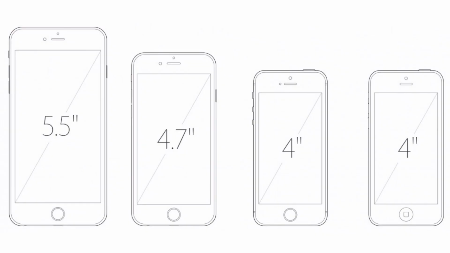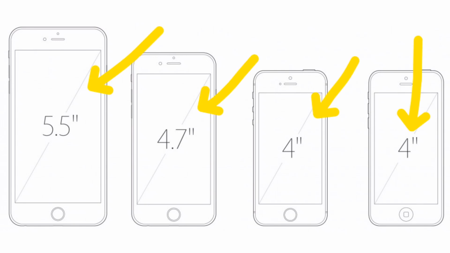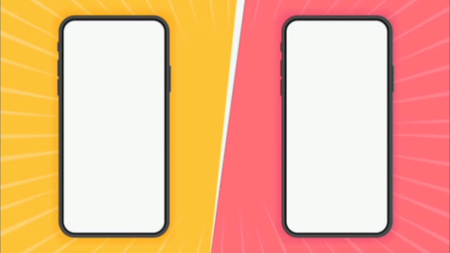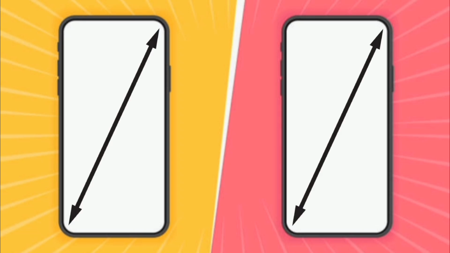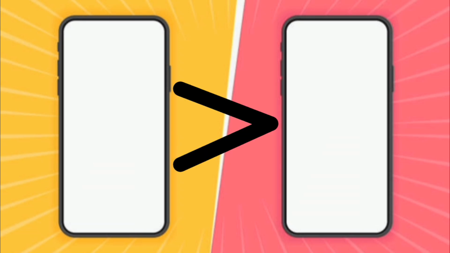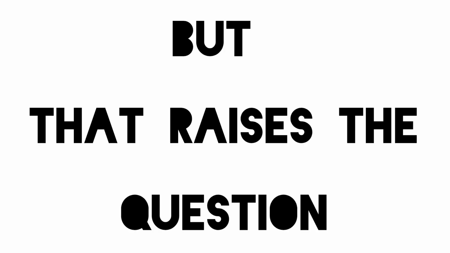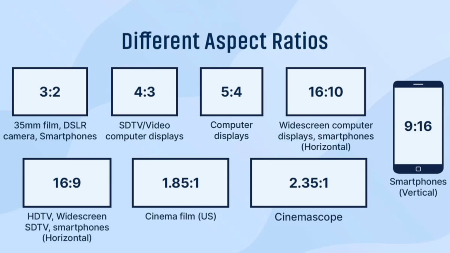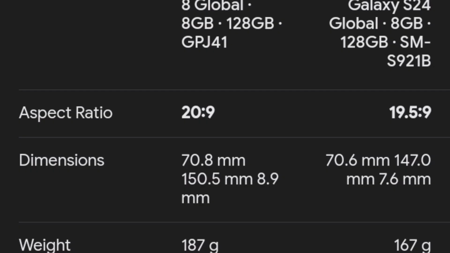Why? Well, these screens are all measured diagonally, with no reference to the vertical and horizontal measures. That's why two phones can have the same screen size, while one screen is literally bigger than the other in terms of area. But that raises the question: if two phones have the same screen size, how does one know which screen is bigger? The answer is the aspect ratio that we mentioned at the beginning. Remember, the Pixel had a narrower aspect ratio, that's why it has a smaller screen area.